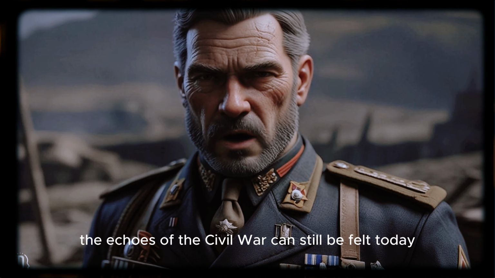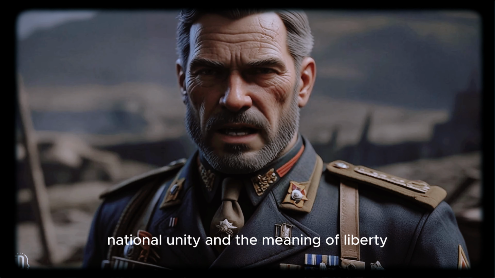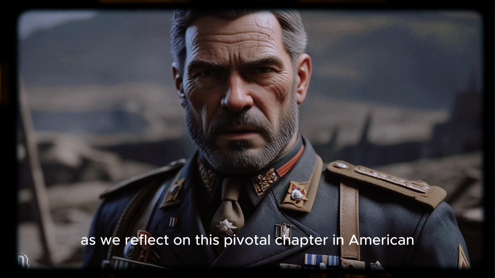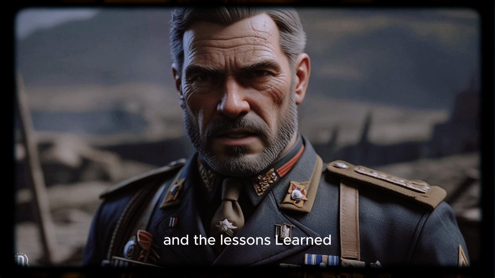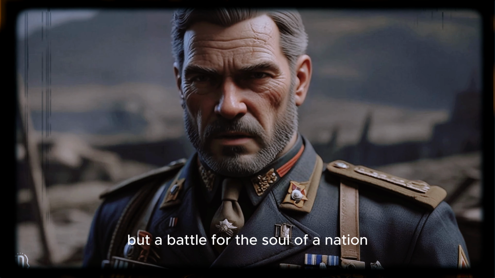The echoes of the Civil War can still be felt today in debates over civil rights, national unity, and the meaning of liberty. As we reflect on this pivotal chapter in American history, let us remember the sacrifices made and the lessons learned. The Civil War was not just a conflict of armies, but a battle for the soul of a nation.